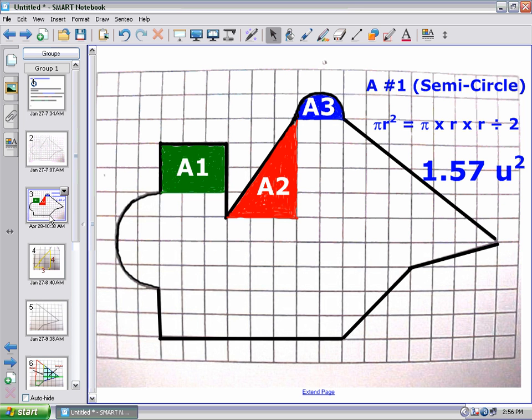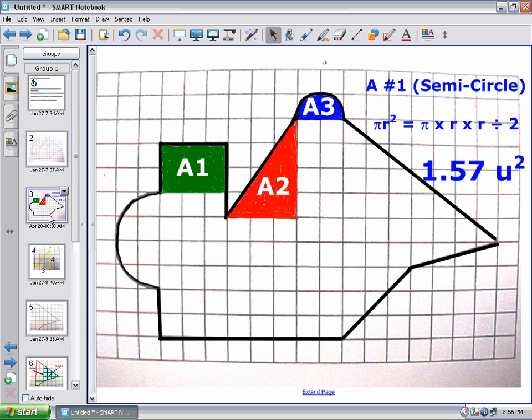Now we know how to find the area of a rectangle, and we know how to find the area of a triangle. But a semicircle is something that I wanted to point out. When you find the area of a semicircle, you treat it just like a circle, but at the very end you divide it by 2. So the area of region 3 is going to be pi r squared, which is pi times the radius, which is 1 block, so 1 by 1, so pi times 1, and then we divide this by 2. So the area of that third region is going to be 1.57 units squared.